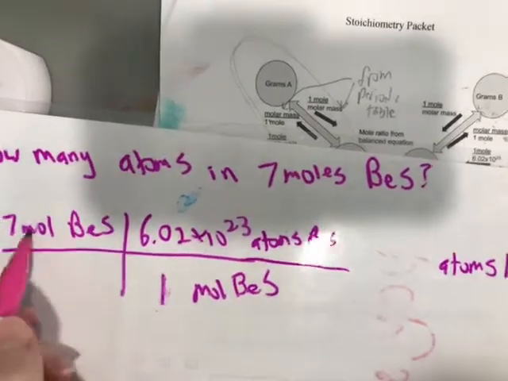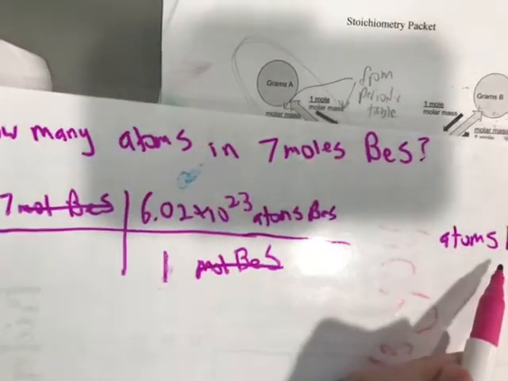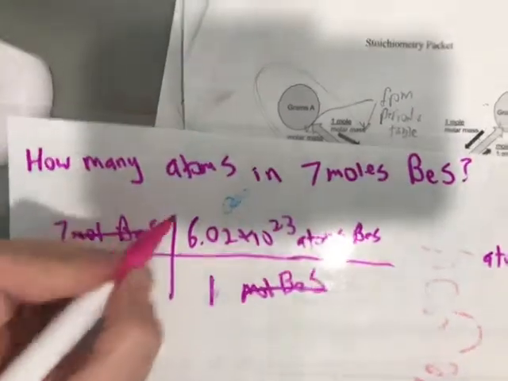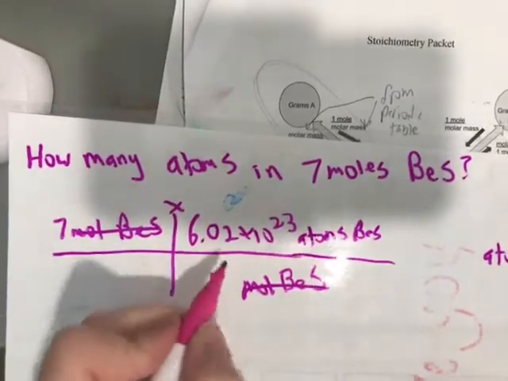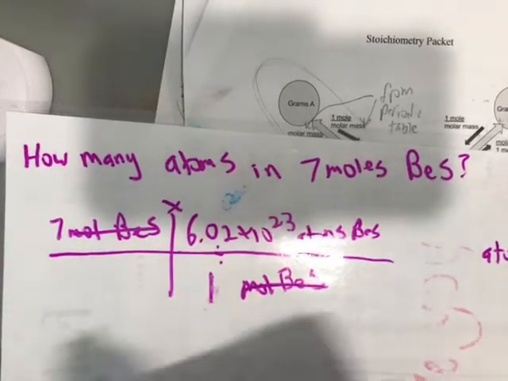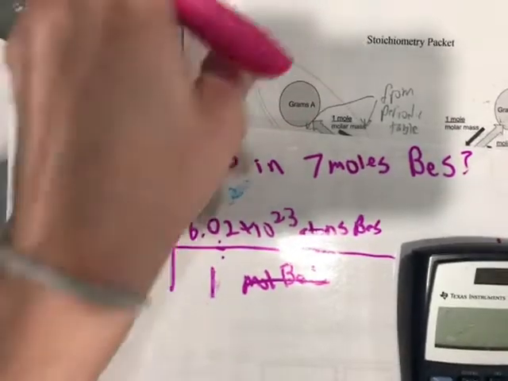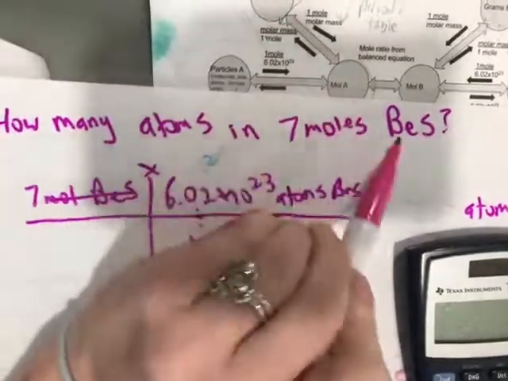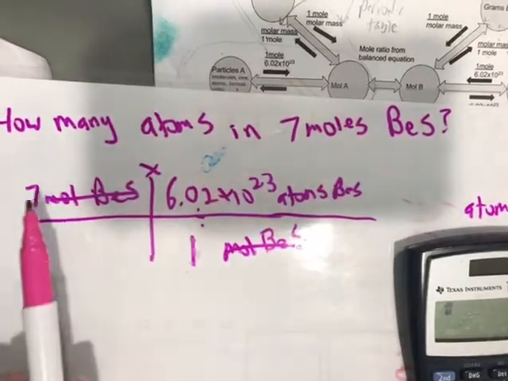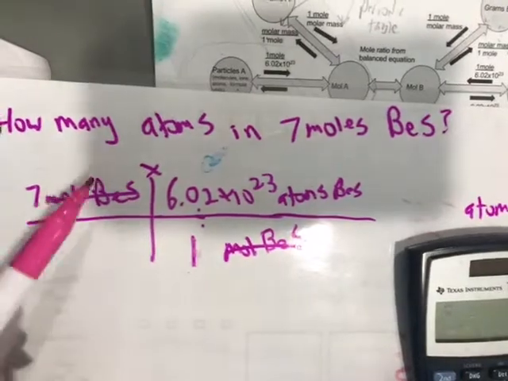Okay, so I've got moles of beryllium sulfide. They cancel out. I'm left with atoms, which is exactly what I want. So I'm ready to solve. 7 times 6.02 times 10 to the 23rd divided by 1. So the whole point right before I solved for this one, I didn't know which one I had to use. I wasn't sure if it was going to be moles to grams or grams to moles or moles to particles or particles to moles. By writing my 3 steps, what I have, what I want, drop it, it's going to help you figure out where you're going.